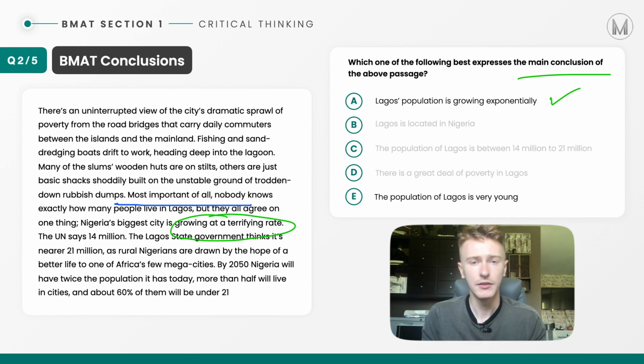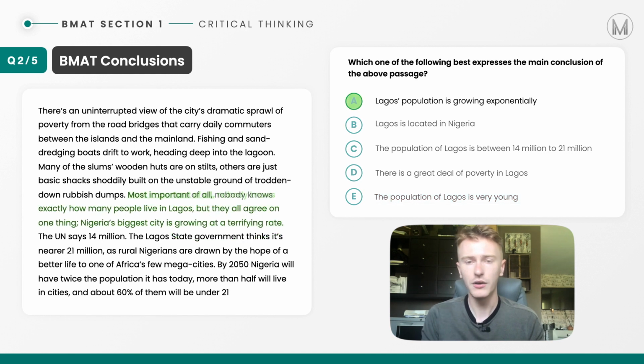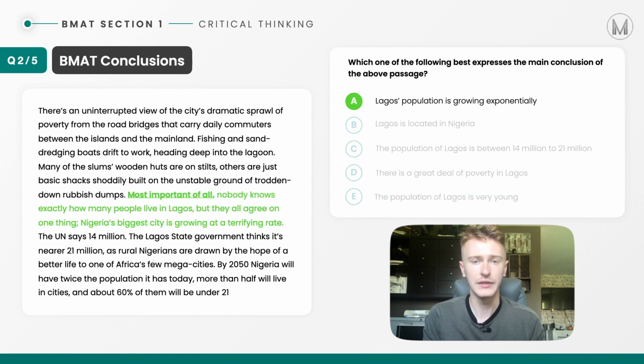Answer option E, the population in Lagos is very young. Now, that again seems to be true. However, if we look closely, it says by 2050. And indeed, that's in the future, whereas answer option E is in the present. So that rules out answer option E as being anywhere near useful to us. So all in all, answer option A was the correct one.